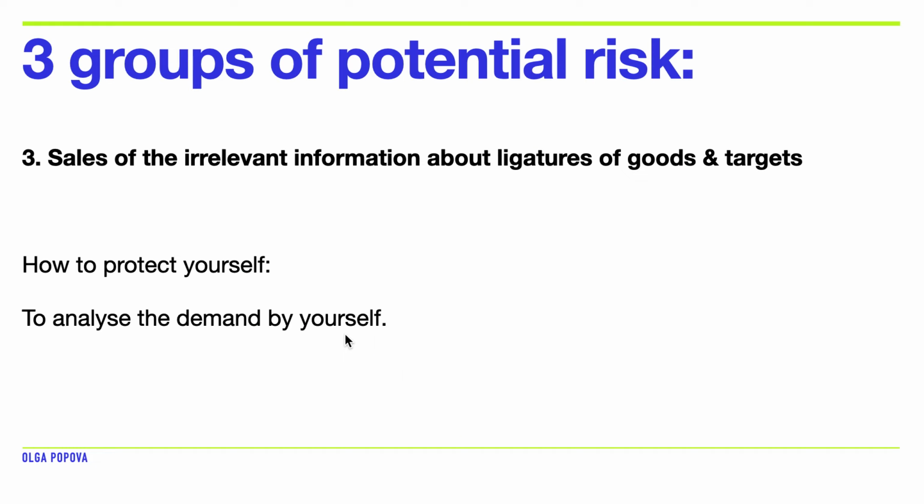The third potential risk is connecting with people who offer you information about the most popular goods and target audiences. You can call it the connections between goods and target audiences, or bundles, up to you. Of course, in traffic arbitrage, the most important thing is to understand what product people would like to buy. Sometimes there are people who suggest you some courses or some lists. They say that this list of goods is very popular, pay us and we will provide it to you.